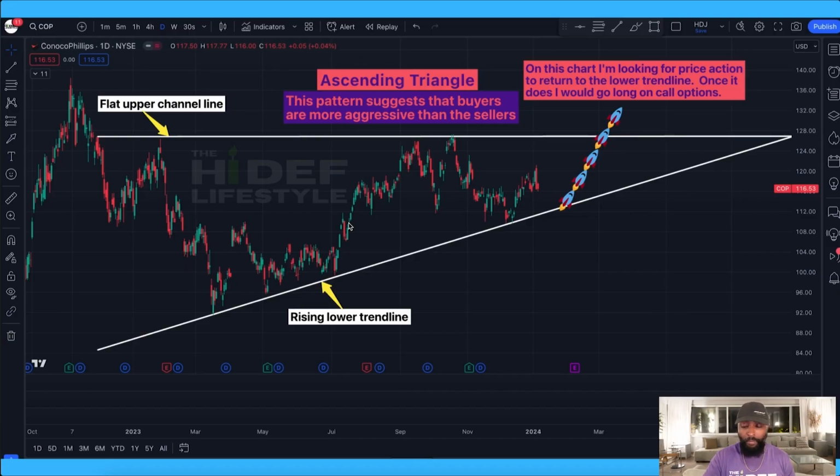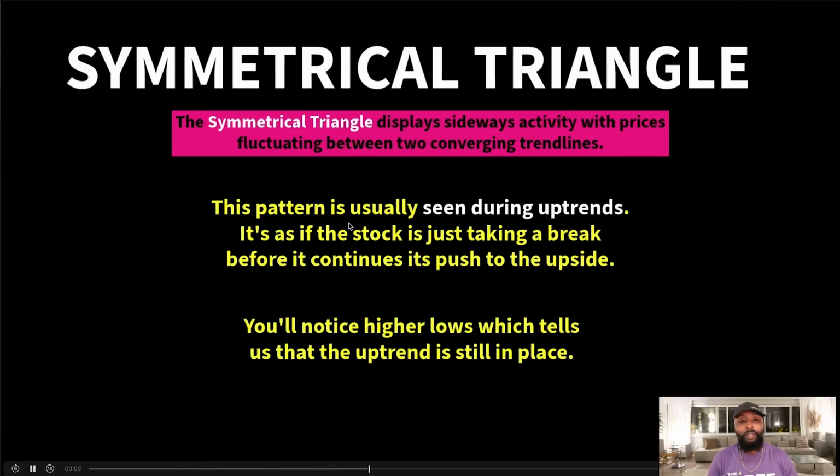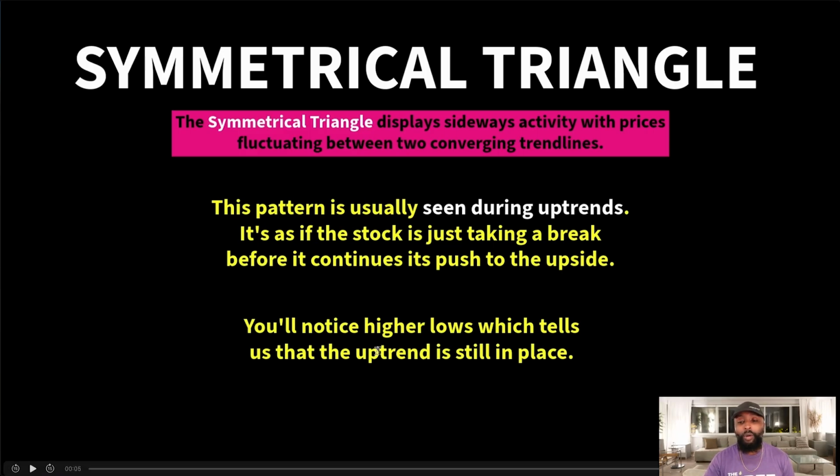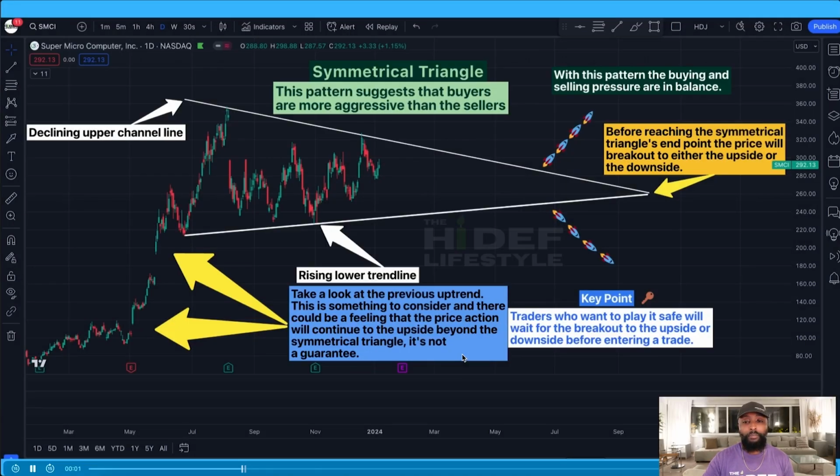Okay, moving right along. The symmetrical triangle. It displays sideways activity with prices fluctuating between two converging trend lines. This pattern is usually seen during uptrends, and it's as if the stock is just taking a break before it will continue its push to the upside. All right, you'll notice higher lows, which tells us that the uptrend is still in place. Let's take a look at that symmetrical triangle.